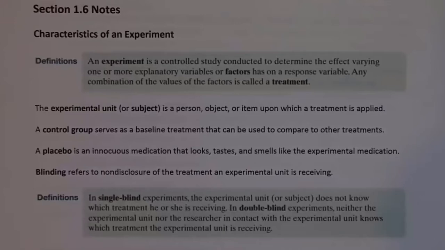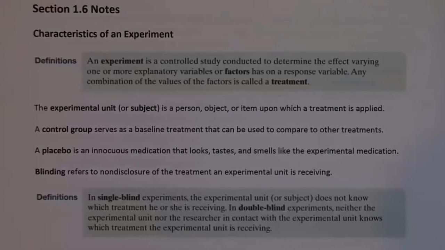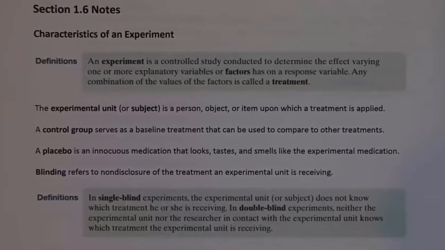In a double blind experiment, the experimental unit or the subject doesn't know which treatment they are receiving, and neither does the researcher that's interacting with the experimental units or subjects. So whoever the individual is who is actually doling out the medications or the placebos, that individual doesn't know who's getting which kind of treatment. There is another party who does know who's getting the placebos and who's getting the actual treatment, but this intermediate person who is interacting with the subjects doesn't know either.